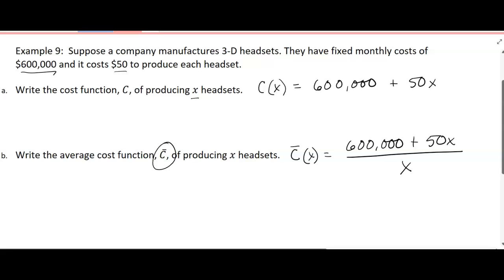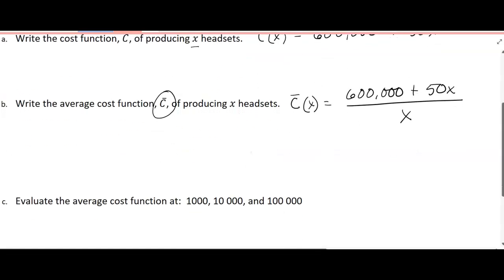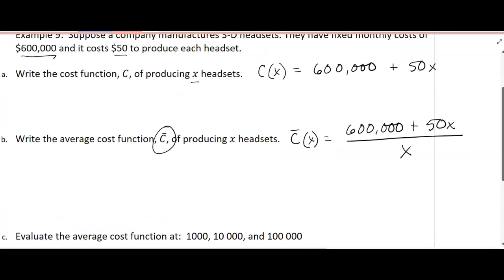So in theory, the more you produce, the average cost is going to go down because you have the same fixed costs. But you're producing more, so you're going to spend more money manufacturing them, but the average is going to drop. That's kind of the idea there. You could think about that a little bit. To find the average, you figure out the cost per how many you made, which is x.